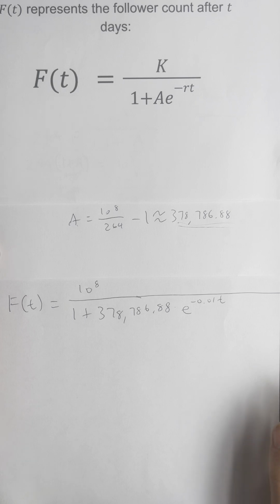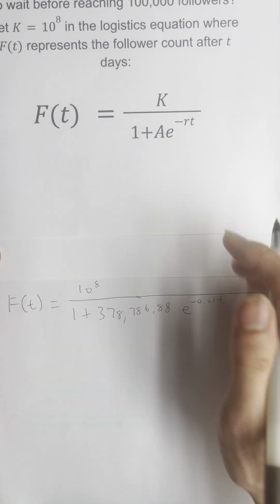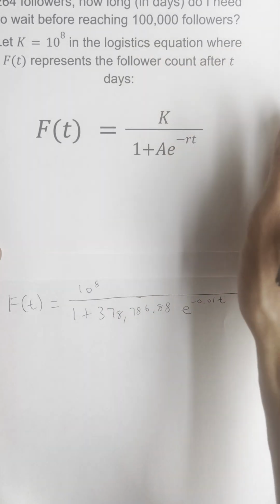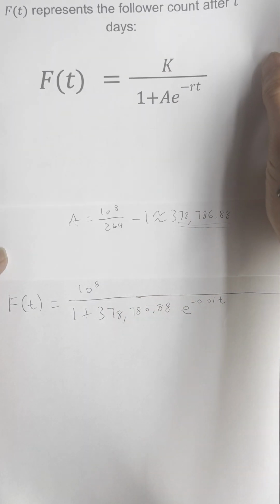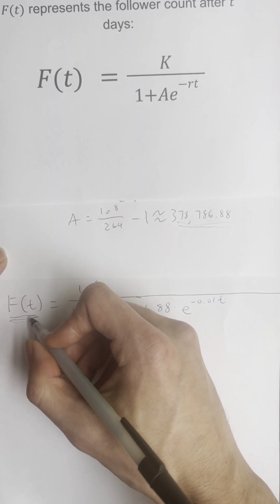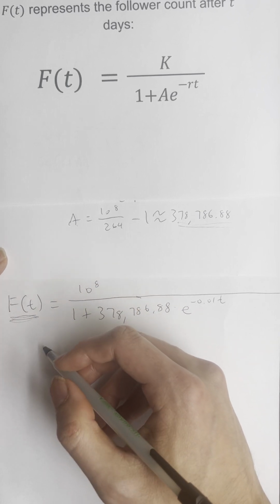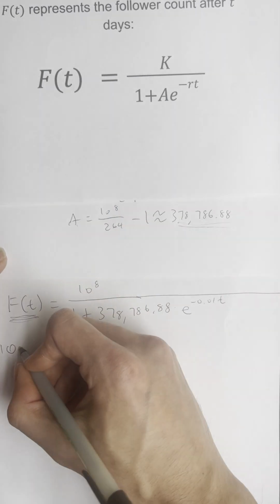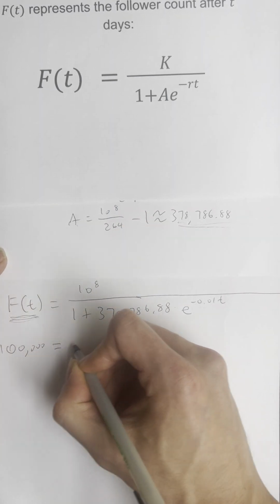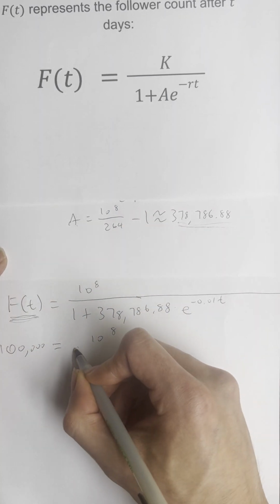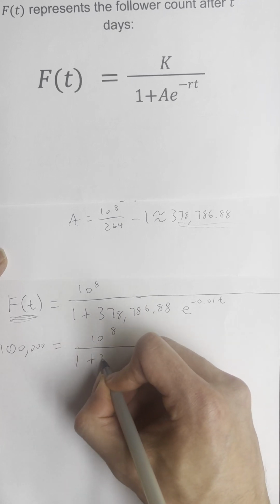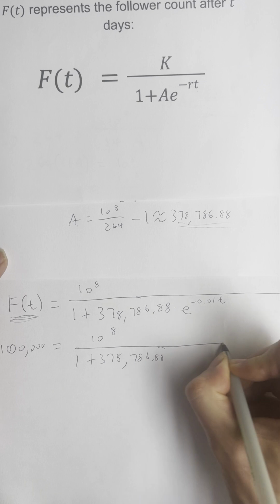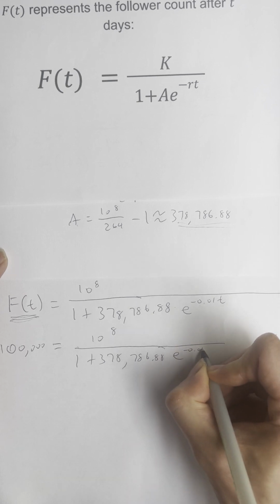Cool. And we want to find out how long it takes to get to 100,000 followers. So that means when our follower count reaches 100,000. So 100,000. And we want to solve for t, how much time it takes in days.